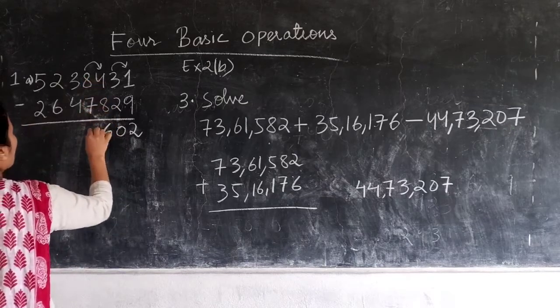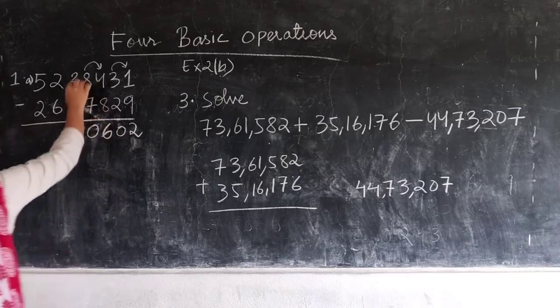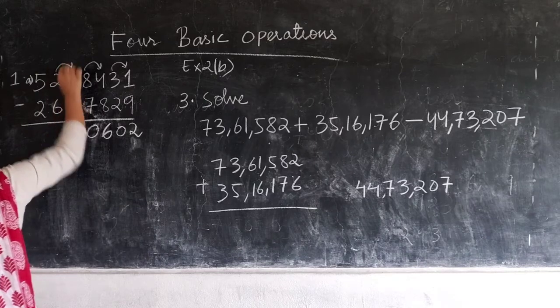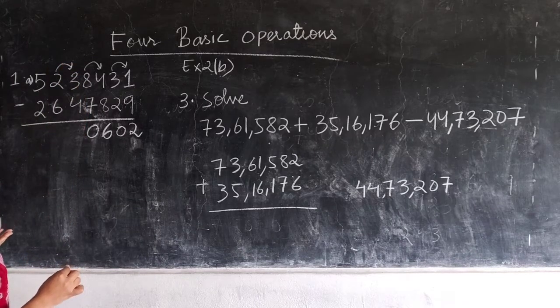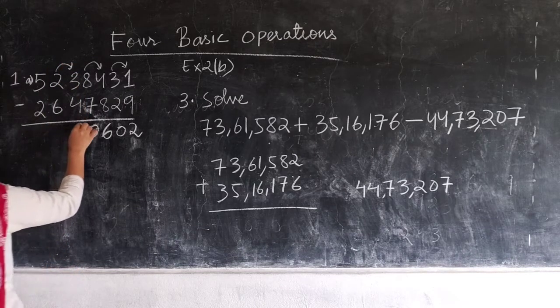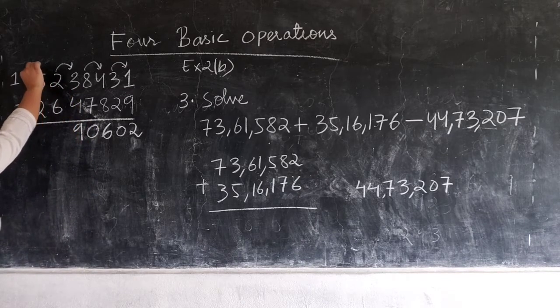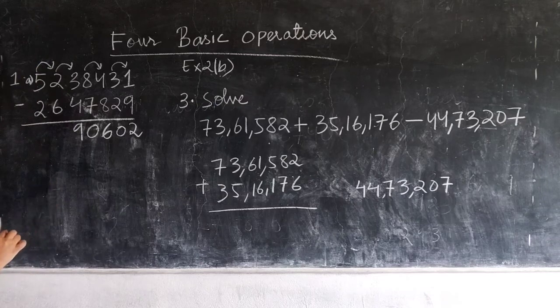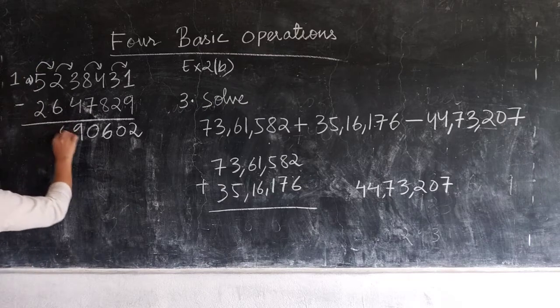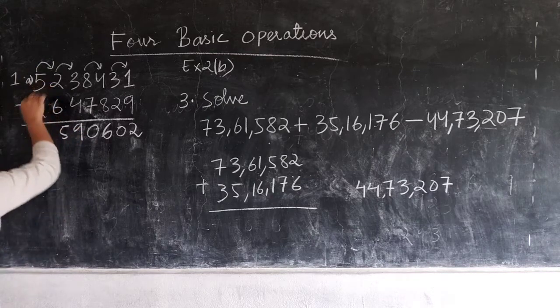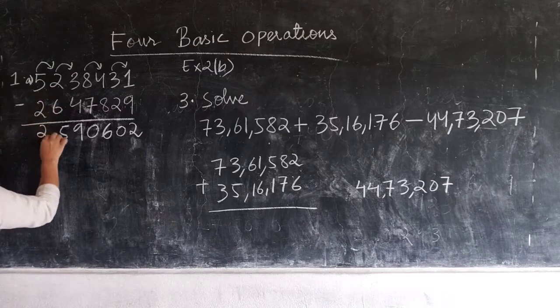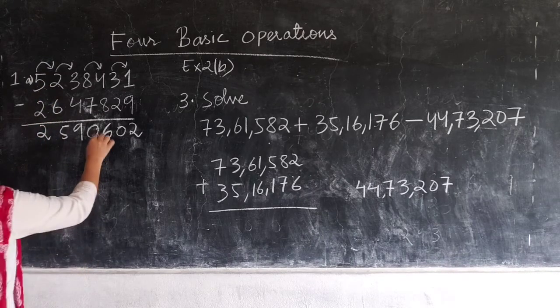Now here 7 minus 7, 0. Again 3 is smaller, so you will carry forward here. So 13 minus 4 would be 6, 7, 8, 9. Here remaining 1. So again you will carry forward from here. So 11 minus 6 would be 5. Now you are left with 4. 4 minus 2 would give you 2. So this would be your answer.